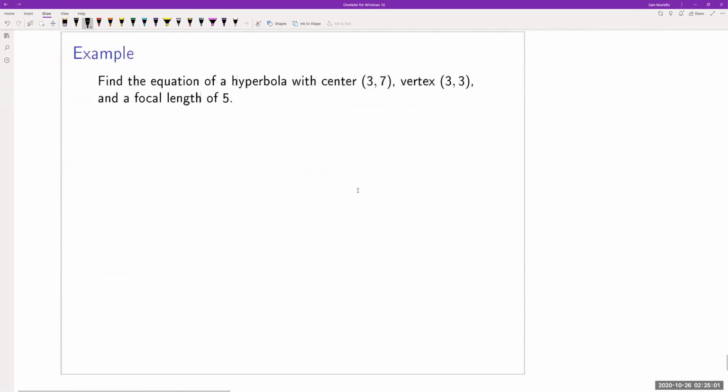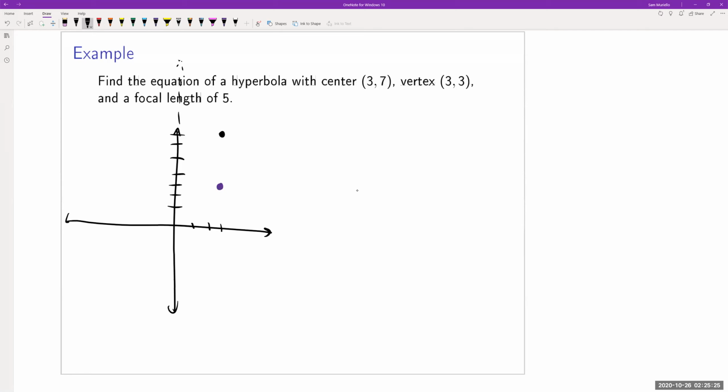We want to find the equation of a hyperbola with a given center, vertex, and focal length. Let's first sketch what it gives us. Center at 3, 7. Vertex at 3, 3. When it says vertex, that means one of those real dots. So we can also complete the other pieces here. This one went down at a distance of 4, so this one needs to go up at a distance of 4.